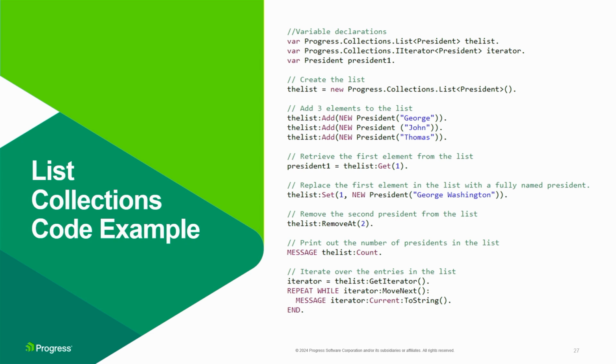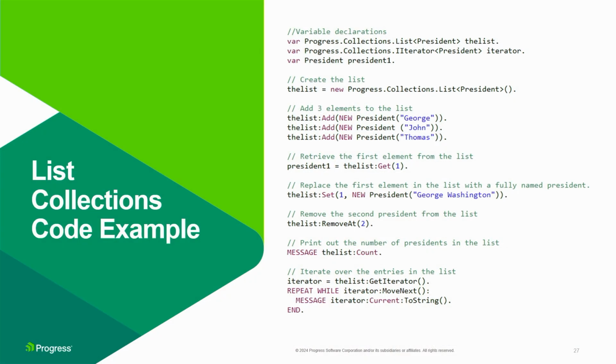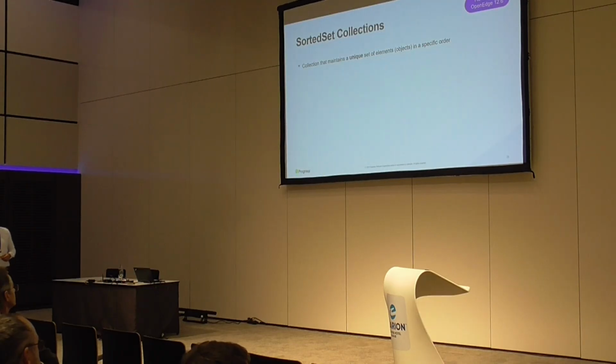With the third block, we are adding 3 elements to the list using the list's add method. We're specifically adding the president objects George, John, and Thomas, the first 3 presidents of the United States. The fourth block, we are retrieving the first element from the list using the get method, passing the index of 1, using the get method for that class. Sorry.